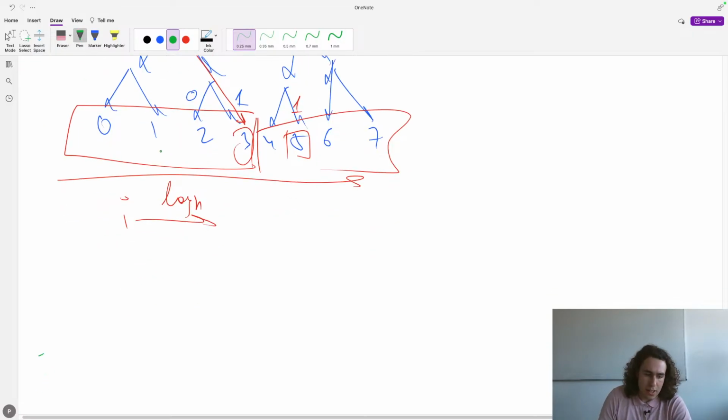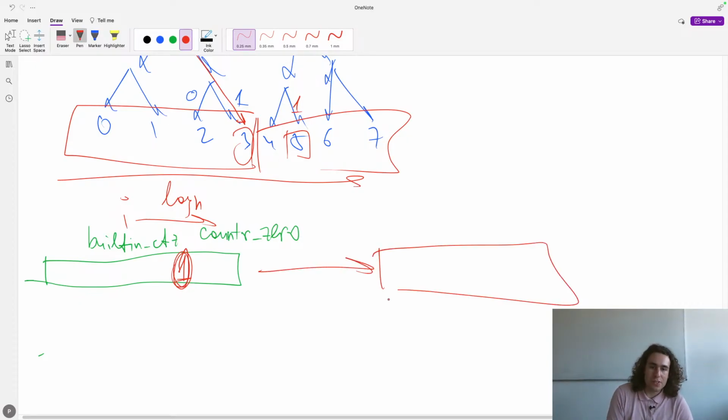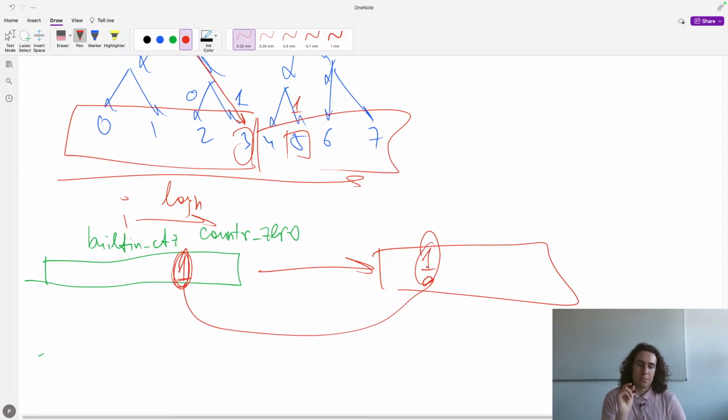For example, if you're comfortable with functions like built-in CTZ, or the modern version of it, count zeros on the right, you can just pick any bit from this number. You can remove this bit. This number is smaller, so because we're doing dp, you already calculated the inverse of this number, and then you just place this one back here on the right position, which is the inverse position.